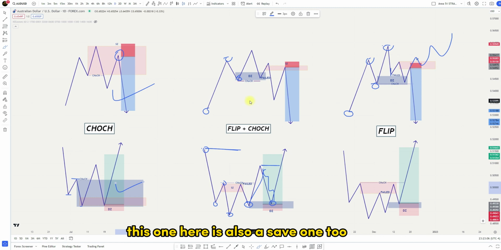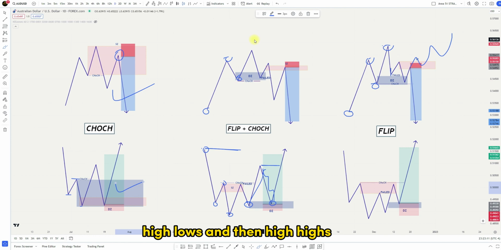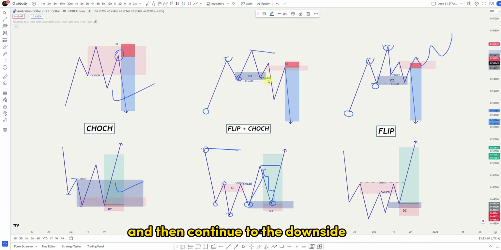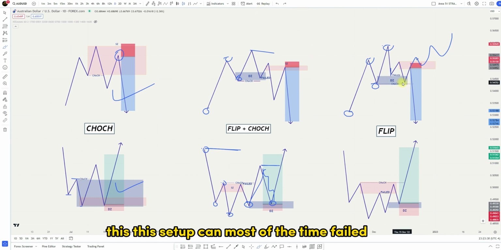This one here is also a safe one too, because we have price creating higher highs, higher lows, and then higher highs, and then higher lows, and then a reaction to a demand zone, price pretending to go up, did not create a higher high, and then continued to the downside, creating a failed demand zone here. So this one is also a safe way to trade. This is an A plus setup. Okay, this is an A plus setup, but this one is basically not a good setup. This setup can most of the time fail.